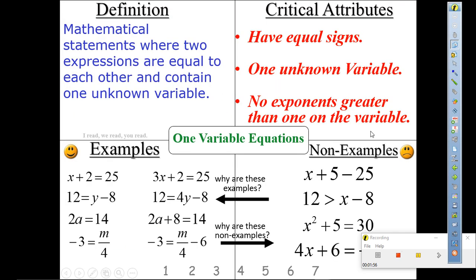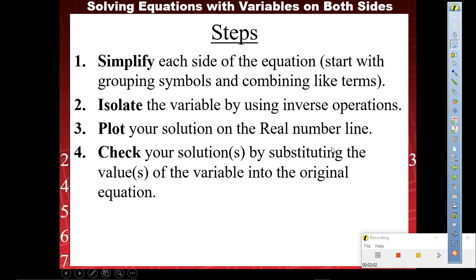All right, here we go. So we already know what they are. We have the steps. What are the 4 steps? Simplify. Okay, we're going to continue doing that. We already know what window notes are, yes?